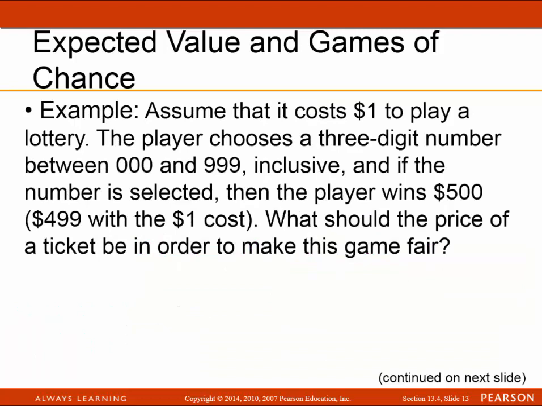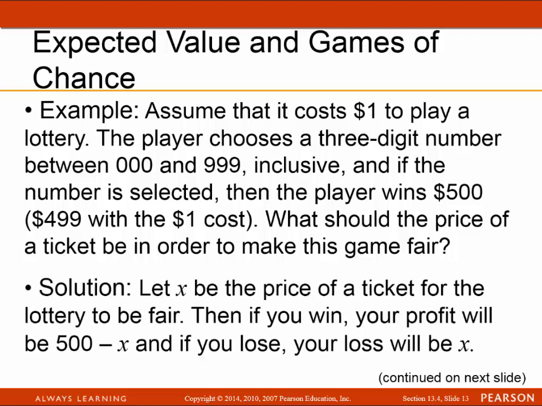Here's another example. Assume that it costs $1 to play a lottery. The player chooses a three-digit number between 000 and 999 inclusive. Now, if the number is selected, then the player wins $500, $499 with a $1 cost. Now, what should the price of the ticket be in order to make this game fair? In other words, the expected value would be 0.